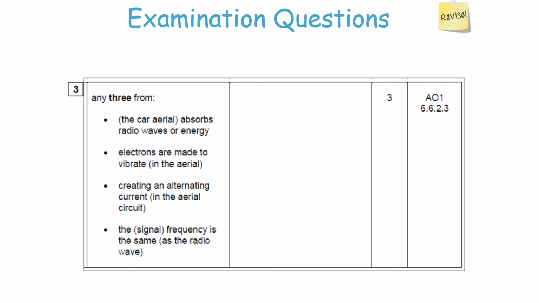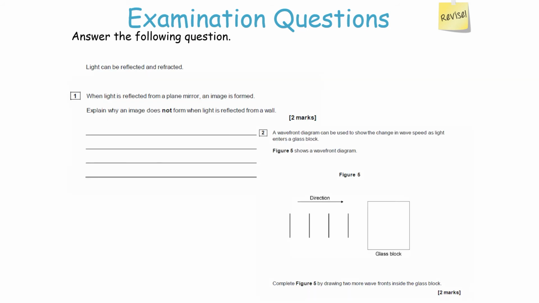You've always got to state that in the aerials, but it does make sense because the thing that's making the electrons vibrate is the radio wave. So the frequency of the vibration is going to be equal to the frequency of the radio wave, which is what the frequency of the AC is. Let's have a look at another question. Light can be reflected and refracted. When light is reflected from a plane mirror, an image is formed.